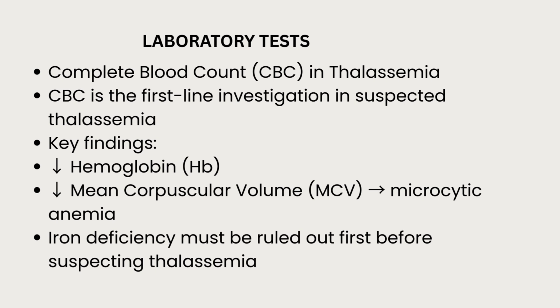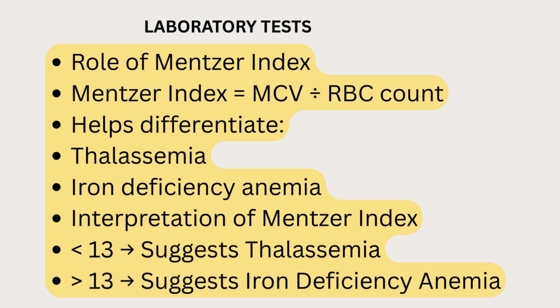Complete blood count is the first investigation. Hemoglobin is usually mildly reduced in thalassemia minor, around 9 to 11 grams per deciliter, moderately reduced in intermedia, 6 to 9 grams per deciliter, and very low in thalassemia major, less than 6 grams per deciliter.